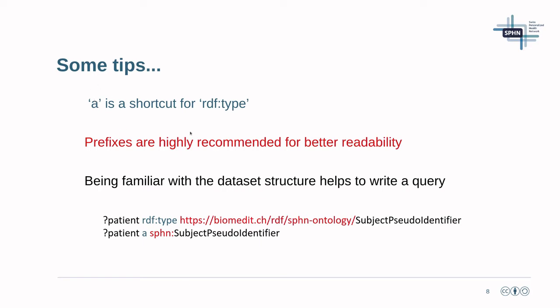A is a shortcut for the RDF colon type, meaning that if you write RDF colon type or if you write A, it will be understood the same way by any triple store. It is also highly recommended to define and use prefixes for better readability of your query. And also one important point is to be familiar with the structure of the dataset that you are querying. This tremendously helps the process of writing a query for getting the data of interest or just simply doing a particular data analysis for a specific study.